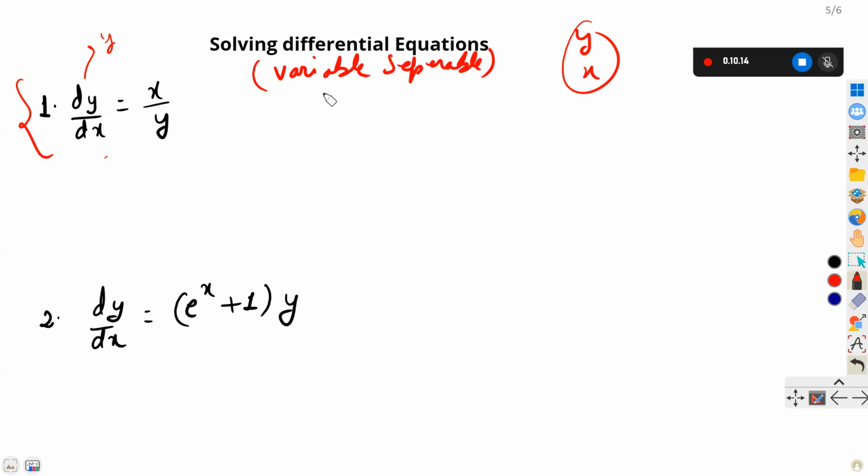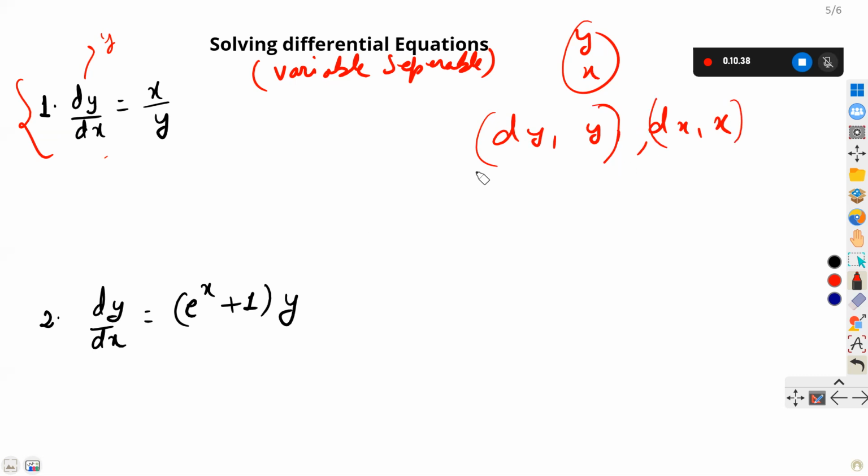So as the name suggests, what we are going to do, we have to separate the variables. How are we to separate the variables? So we have four quantities in a differential equation: dy, y, dx and x. So how are we going to separate? We are going to separate these two quantities together and these two quantities together in whatever way we can.